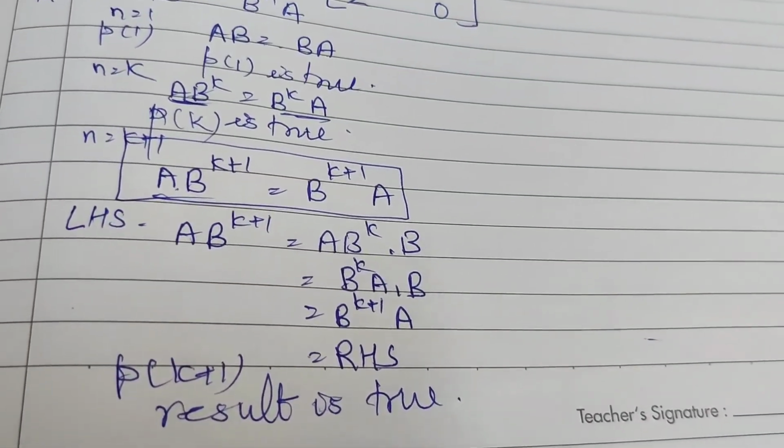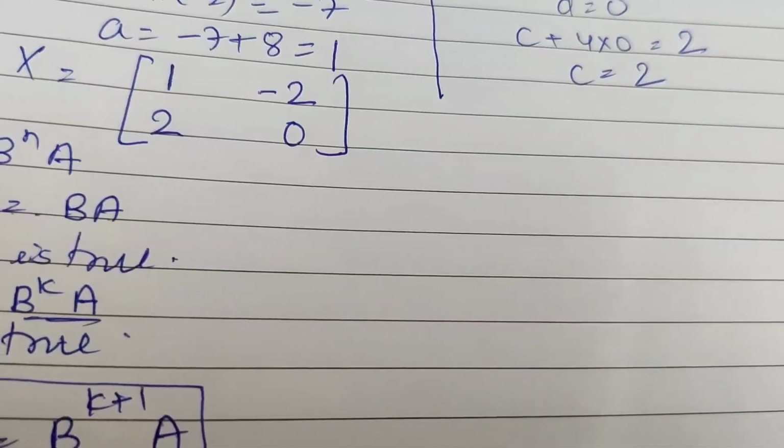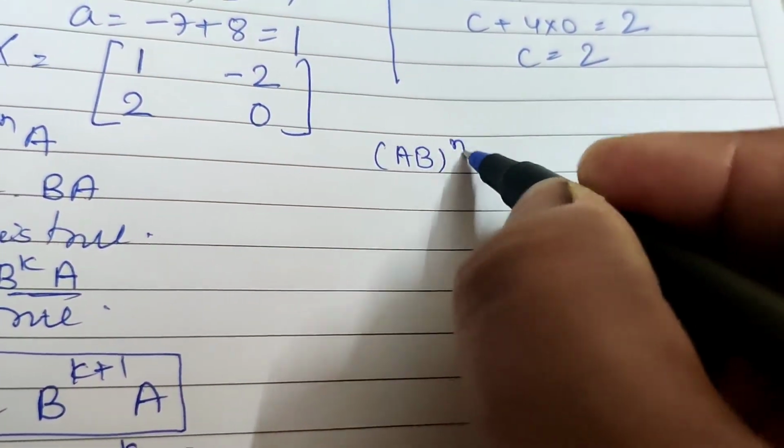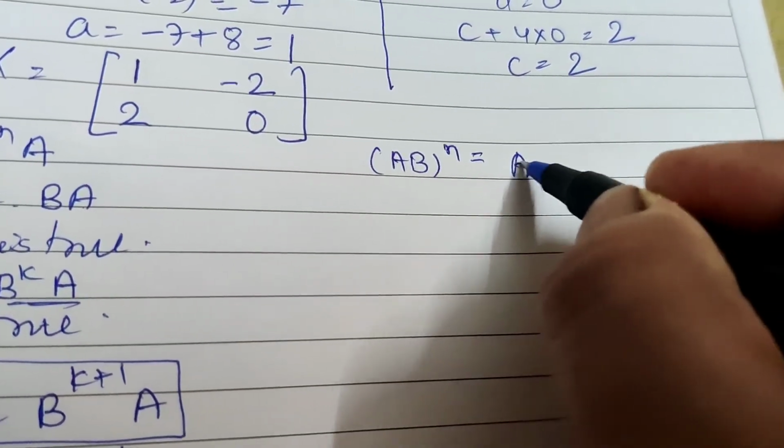For the second one, AB raised to power n is true for all the values of n.